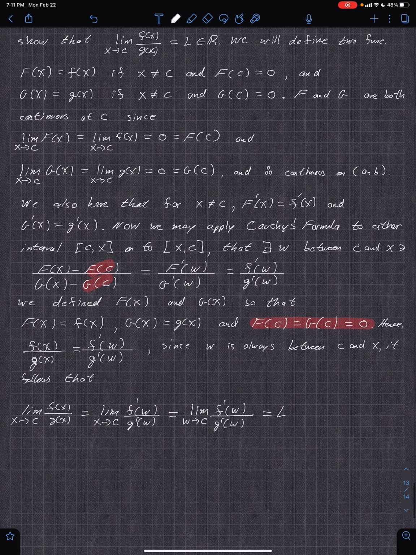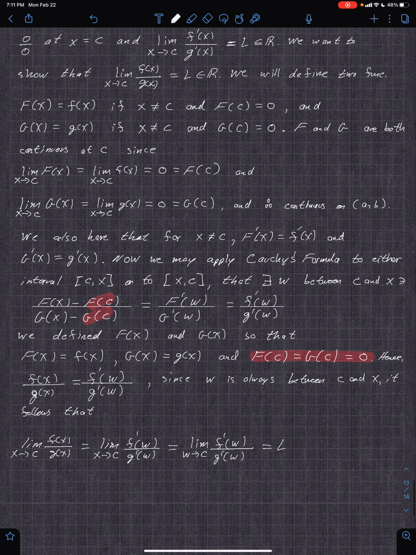Okay, so going back here, that's equal to L. So these must be equal as x approaches c. That implies that w approaches c, because w is always between c and x. So this limit equals L, which is what we wanted to prove. Okay, so that concludes the proof. That's what we wanted to have.